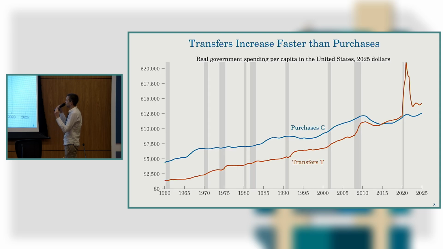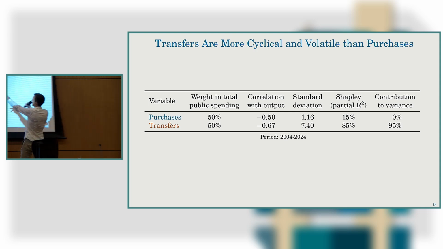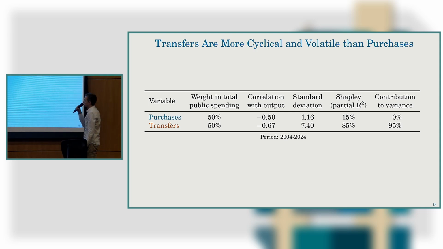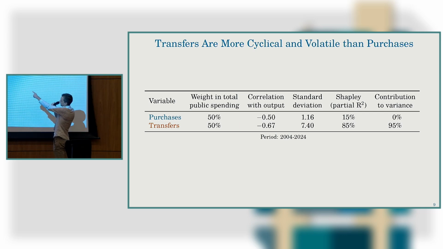Now, that is long-term. If we look at cyclical aspects, here is the last two decades. Over the last two decades, they actually turn out to be 50-50 in terms of their weight in total spending. But if we look at their correlation with output, transfers are more counter-cyclical. Both variables are negatively correlated with output. So when output falls, generally spending goes up. That's counter-cyclical fiscal policy. But transfers are more counter-cyclical, and they're way more volatile than purchases.